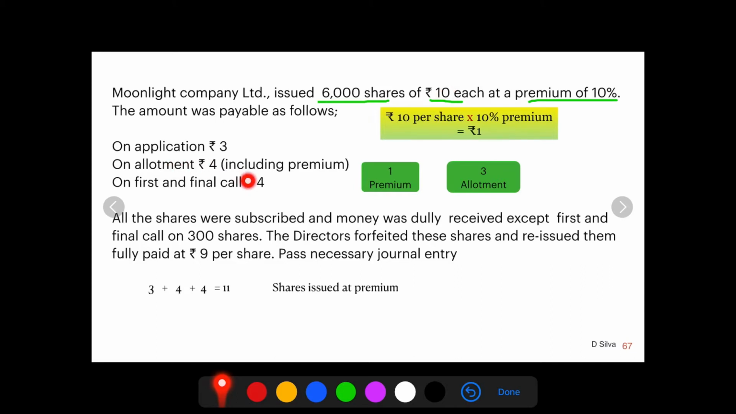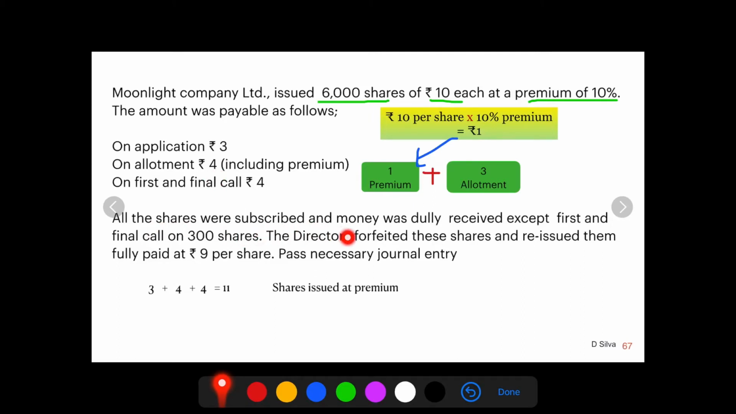On allotment, you can see including premium. Okay, so what is the premium amount we have calculated? It is 1 rupee. Allotment, which is already included in it, is 3 rupees. So 1 plus 3 is equal to 4 on allotment.